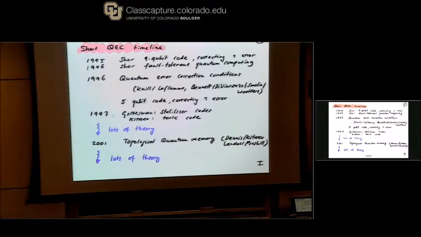Maybe some of you know these conditions as the Knill-Laflamme conditions. So maybe I should have asked who knows about the Knill-Laflamme error correction conditions. Another more efficient code discovered that year is the 5-qubit code. Similar to the 9-qubit code, it can correct one error, but it only uses 5 qubits.